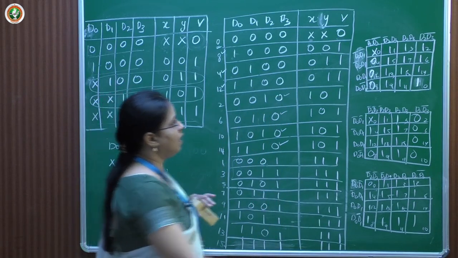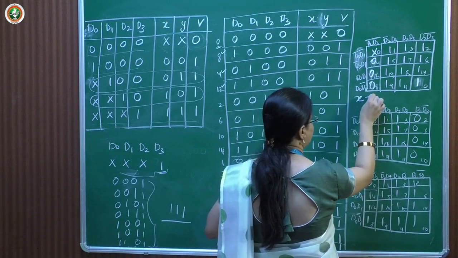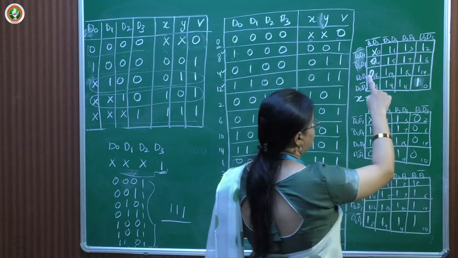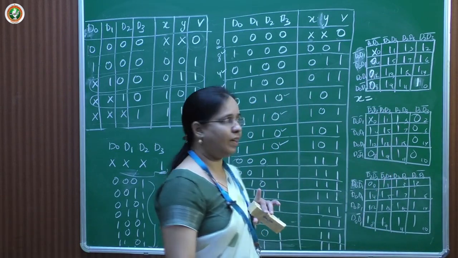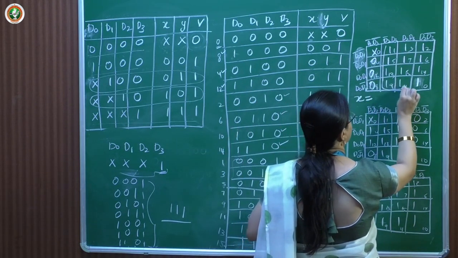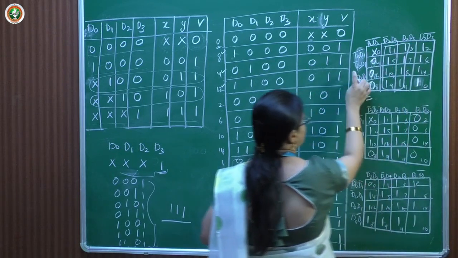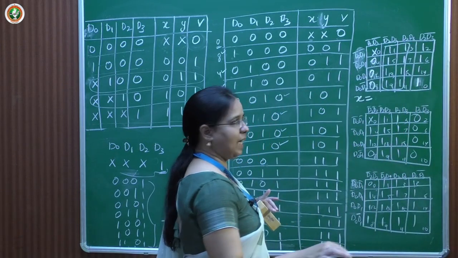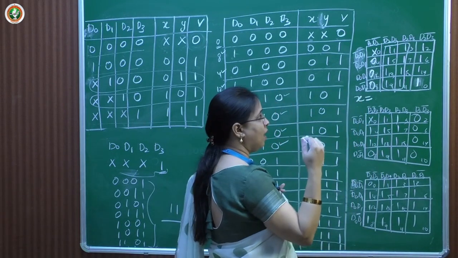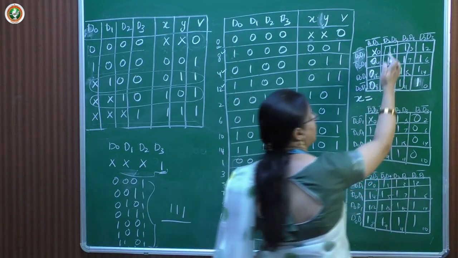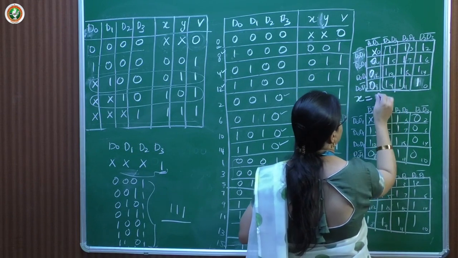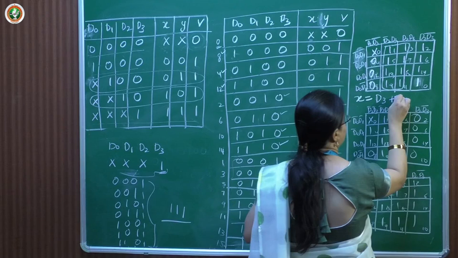So, now what I have to do? I have to obtain the expression for X. In this K map, you can see I can make 2 octets. The first octet is for this. D0 and D2 will get cancelled because they are moving from complemented to uncomplemented form or uncomplemented to complemented form. So, from these two columns, what is left out? I guess D3 will be left out.